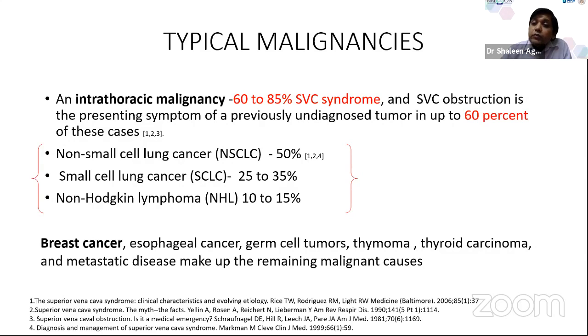And in almost 60% of cases having lung cancer, the SVC obstruction may be the presenting symptom of an undiagnosed tumor. Non-small cell lung cancer accounts for about 50% of these cases, small cell lung cancer about 25 to 35%, and non-Hodgkin lymphoma 10 to 15%. Overall, these constitute around 90 to 95% of cases presenting with this syndrome.